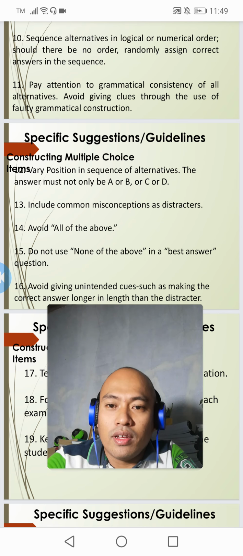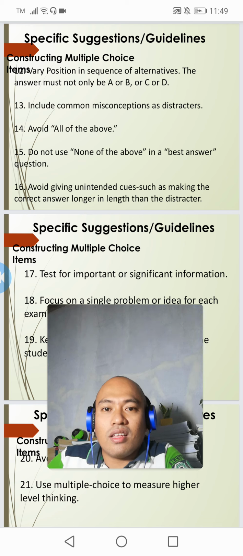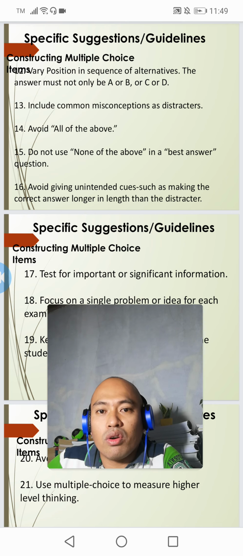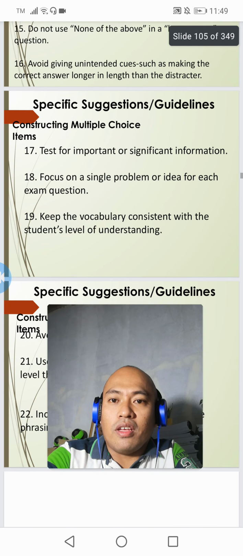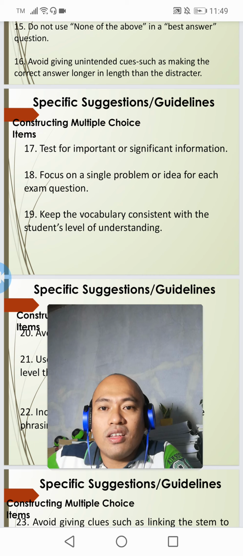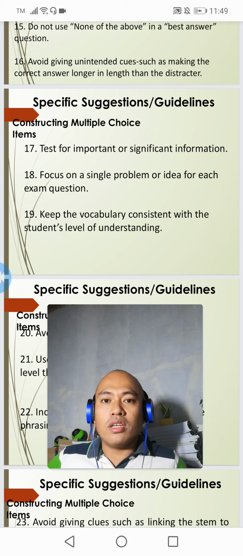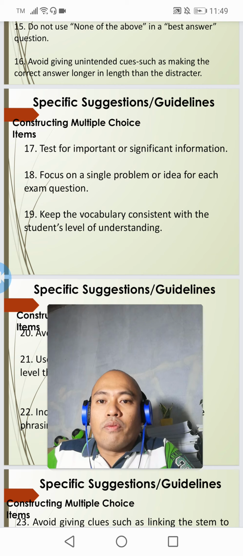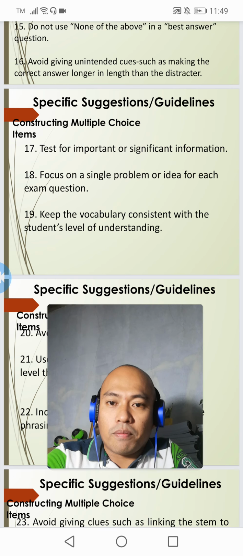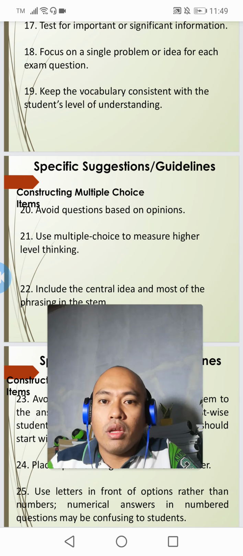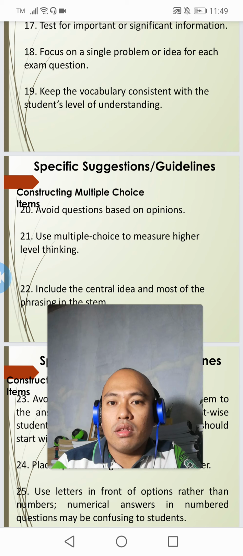For number 16, avoid giving unintended cues such as making the correct answer longer in length than the distractor. For number 17, test for important or significant information only. And for 18, we need to focus on a single problem or idea for each exam or question. For number 19, keep the vocabulary consistent with students' level of understanding. For number 20, avoid questions based on opinions. All right? We need to avoid opinionated questions.